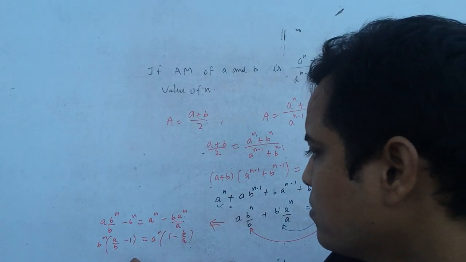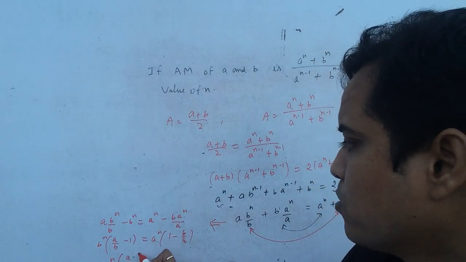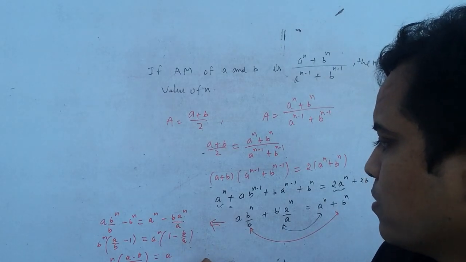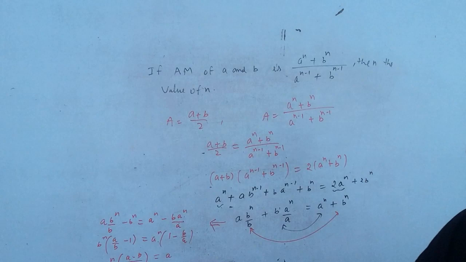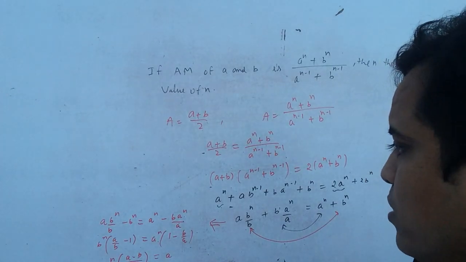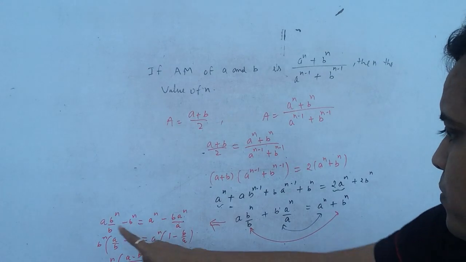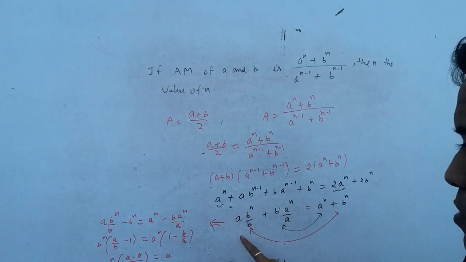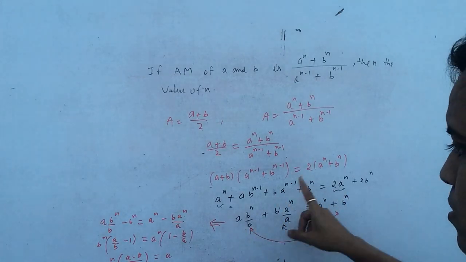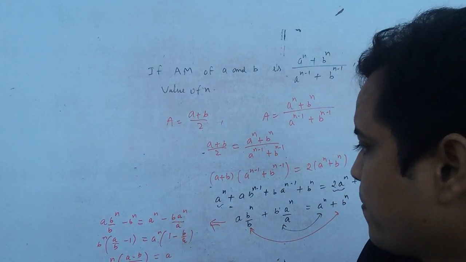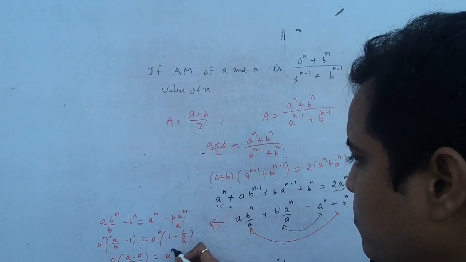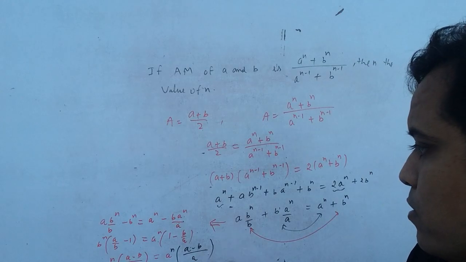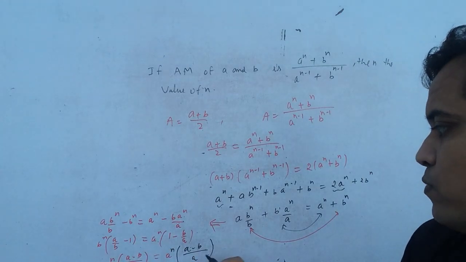Is it right or not? Yes, it is. So you get (a minus b) upon b here, and here you get a raised to power n times (a minus b) upon a. So here you got a minus b on both sides. What do you see here?